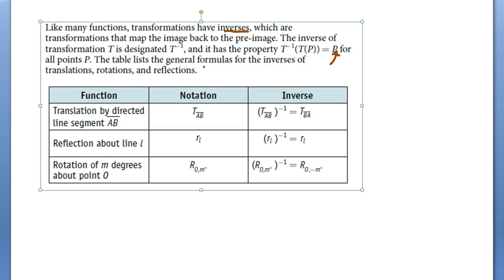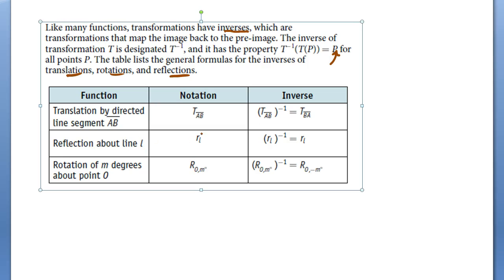The table lists the general formulas for the inverses of translations, rotations, and reflections. So the translation over directed line segment AB has this notation. We learned that a couple of videos ago. And its inverse, taking that transformation and sticking a little -1 there, means to do its inverse, could be shown as translating over segment BA. Doing the directed line segment in reverse would take you back to the original picture.